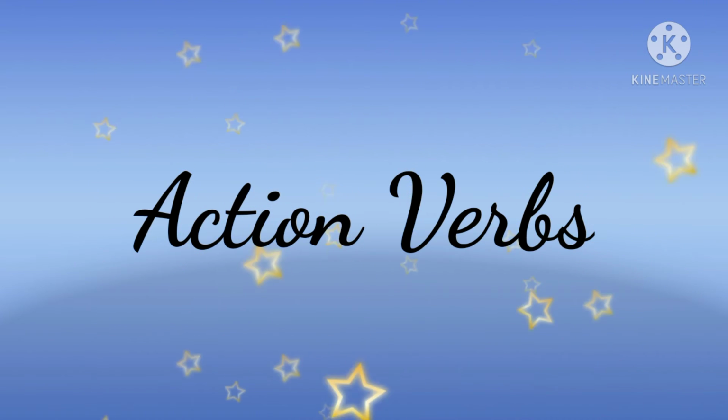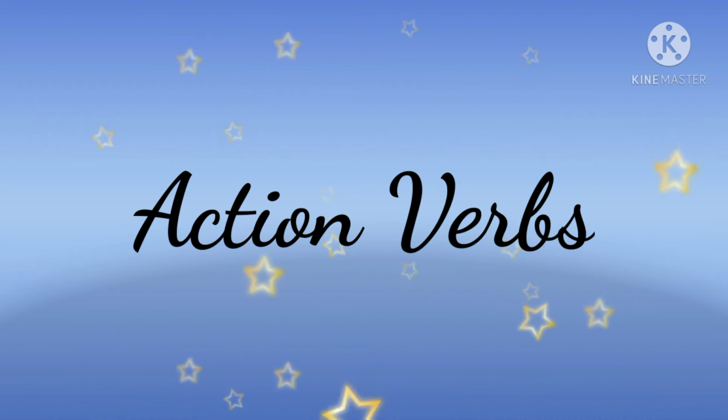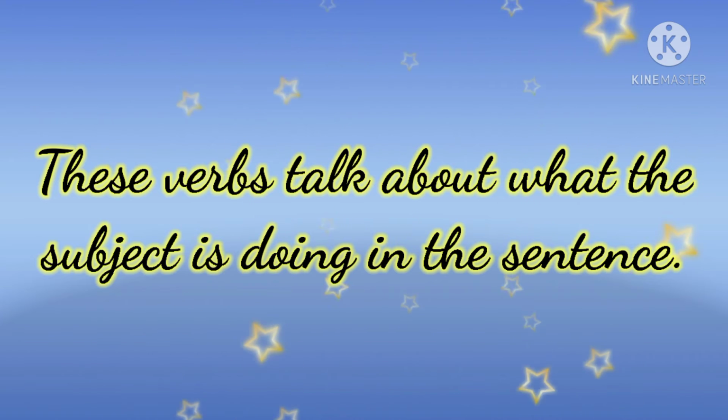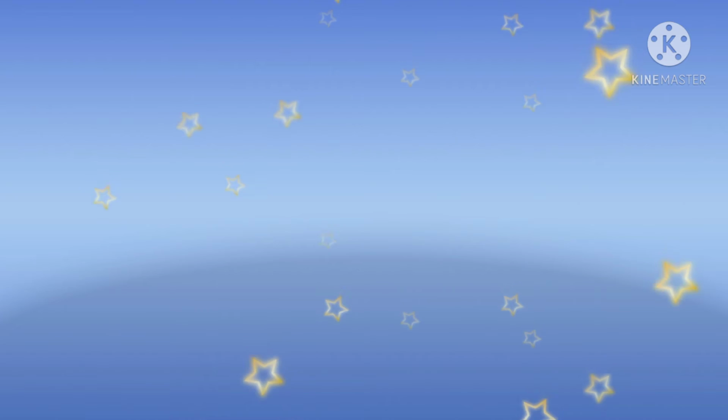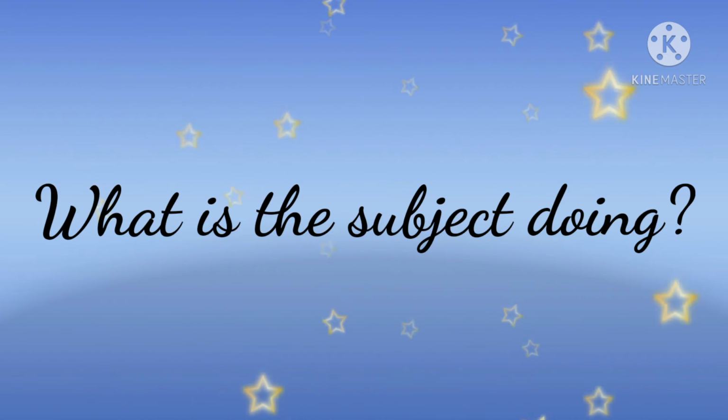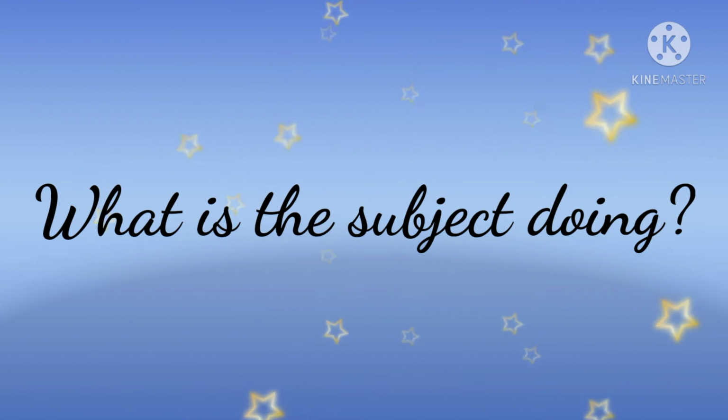Children, now we are going to learn about action verbs. These verbs talk about what the subject is doing in the sentence. To recognize them, you simply have to look for the word in the sentence that answers the question, what is the subject doing?